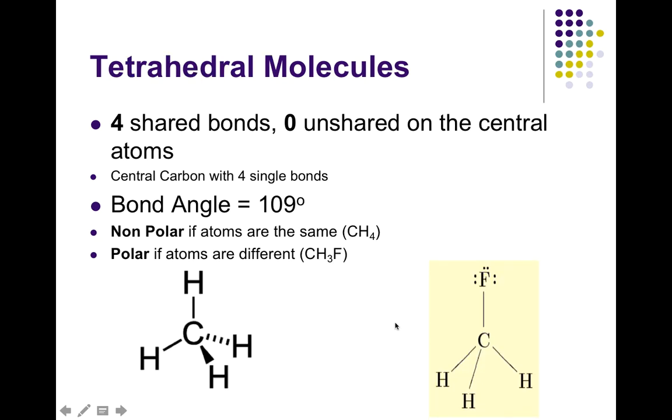Okay, next line, we're getting down there. We're on the 4th row, are tetrahedral molecules. That's the shape you're going to put in the second column. This is 4 shared bonds and no unshared electrons on the central atom. This is just going to be a central carbon with 4 single bonds.